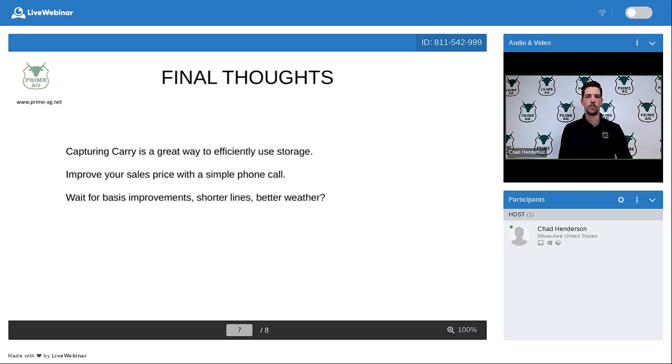And again, this gives you flexibility in your marketing. You can wait for basis improvements. Maybe you can find another nickel on basis. You take that 14 cents to 19 cents. You can deliver bushels at a more favorable time, shorter lines. Maybe you live in a part of the country that for whatever reason December has better weather than harvest. I don't know. Not here in Wisconsin, but hey, that's up to you. Again, just keep these spreads in mind as you go forward.